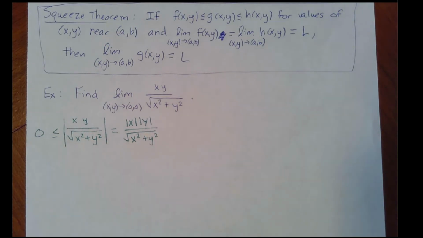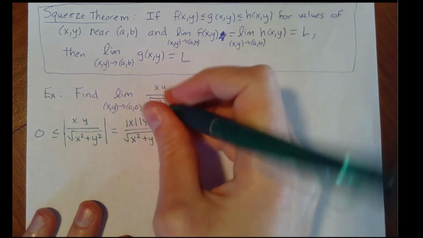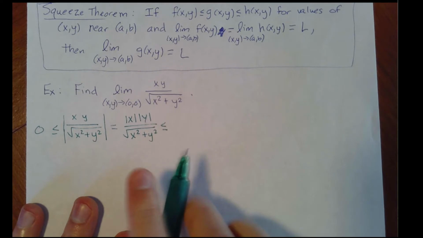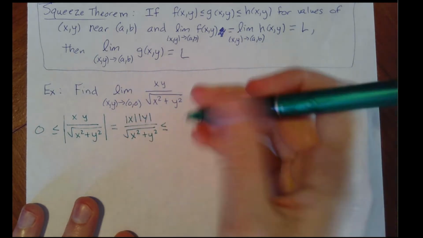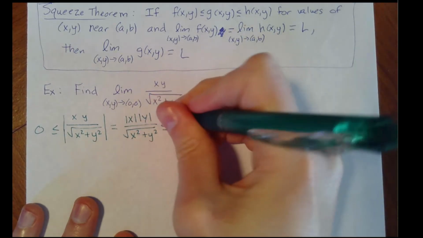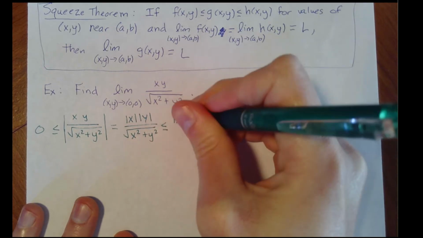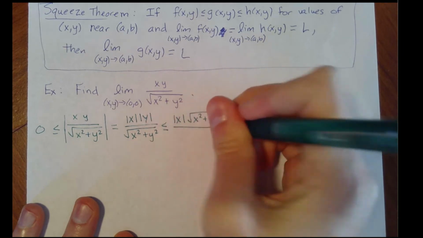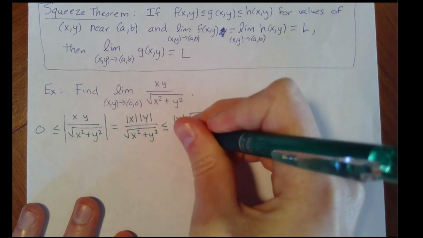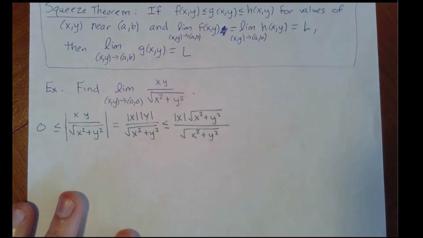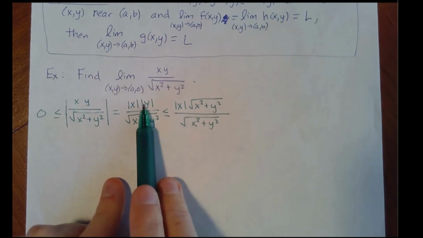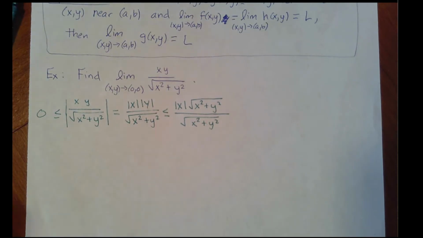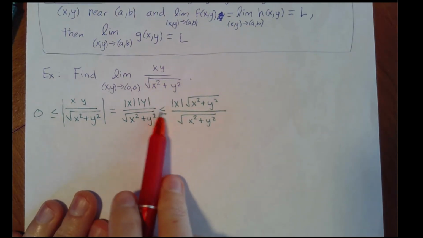Now this, I'm going to justify this in a second here, but I do know that this function is less than or equal to the absolute value of x times the square root of x squared plus y squared over the square root of x squared plus y squared. So what I did here was I replaced the absolute value of y in the numerator with the square root of x squared plus y squared, and I used less than or equal to.